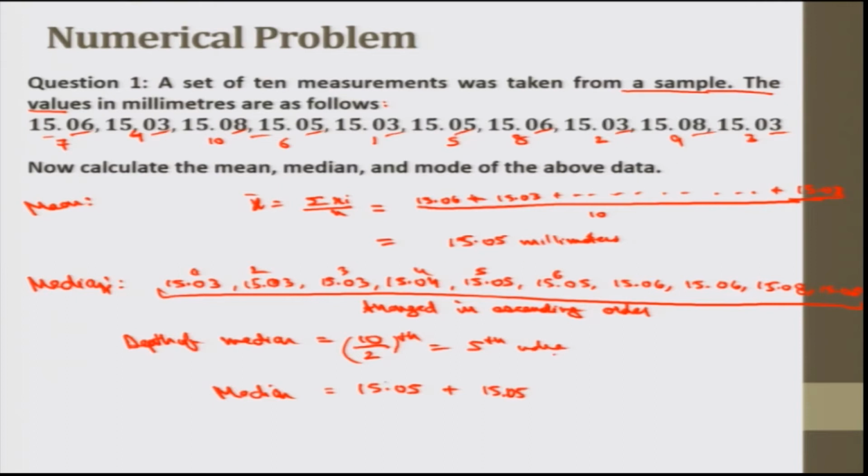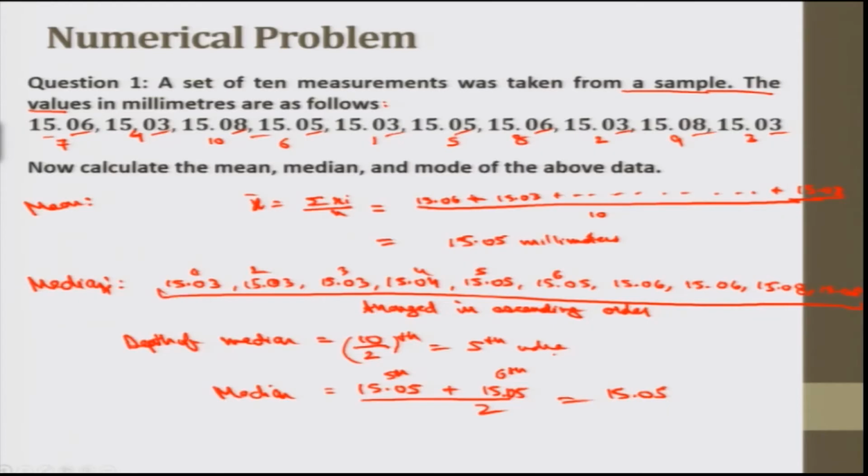Okay. So, we can say the median is equal to 15.05, that is the fifth value, plus the sixth value, by 2, is equal to 15.05. Okay. So, if the data is completely discrete, we can say two median values exist. We cannot just add the fifth and sixth value. So, next we will calculate the mode for this.